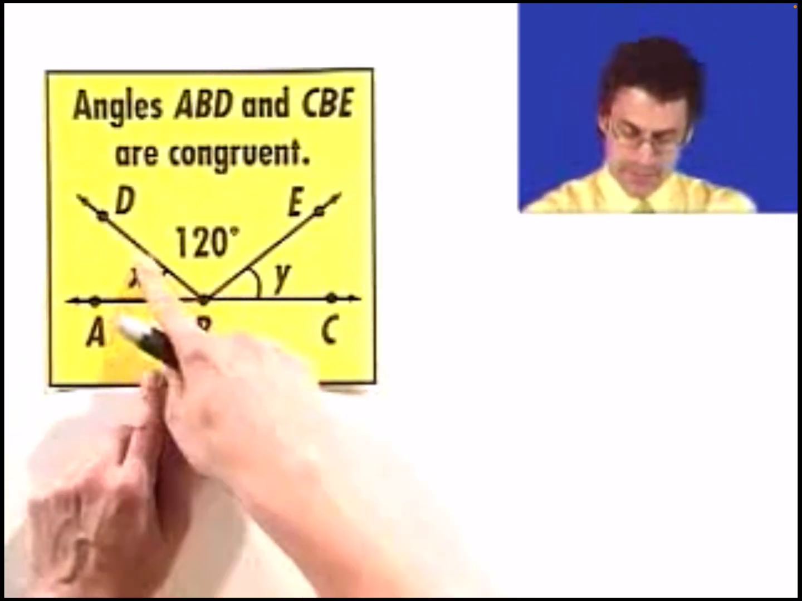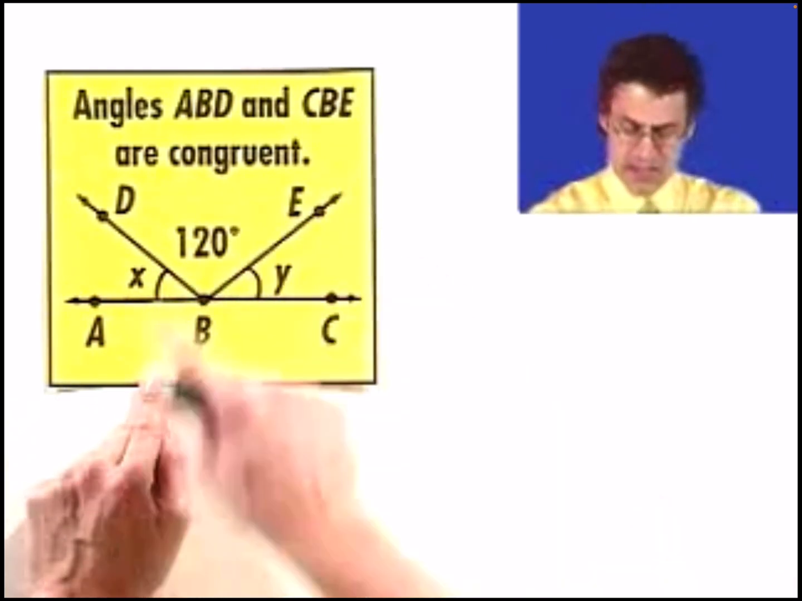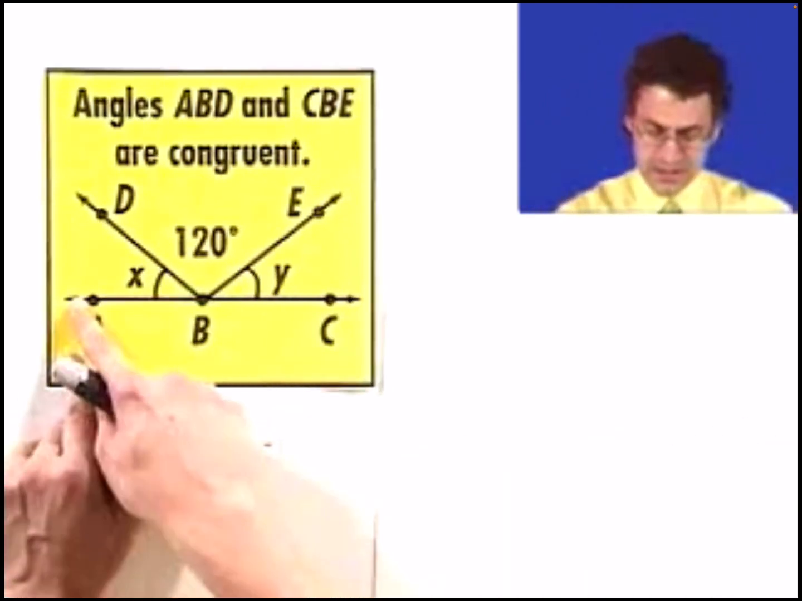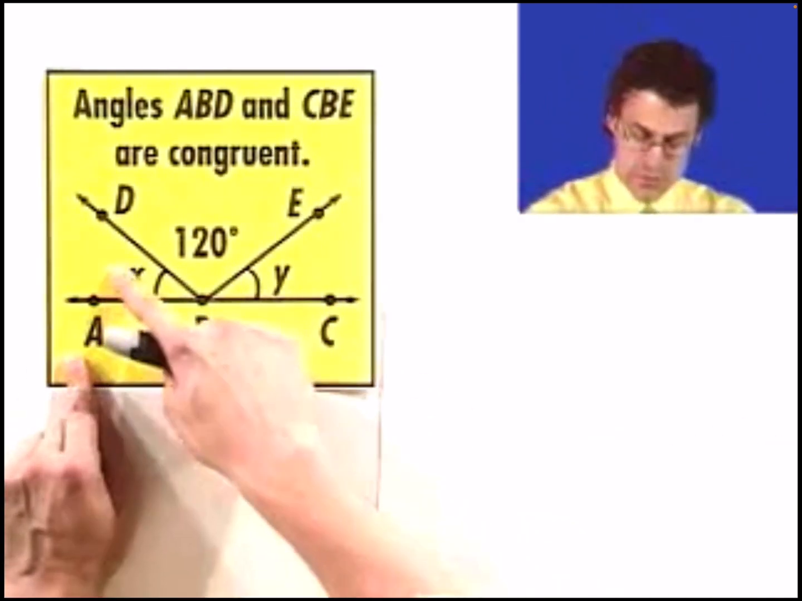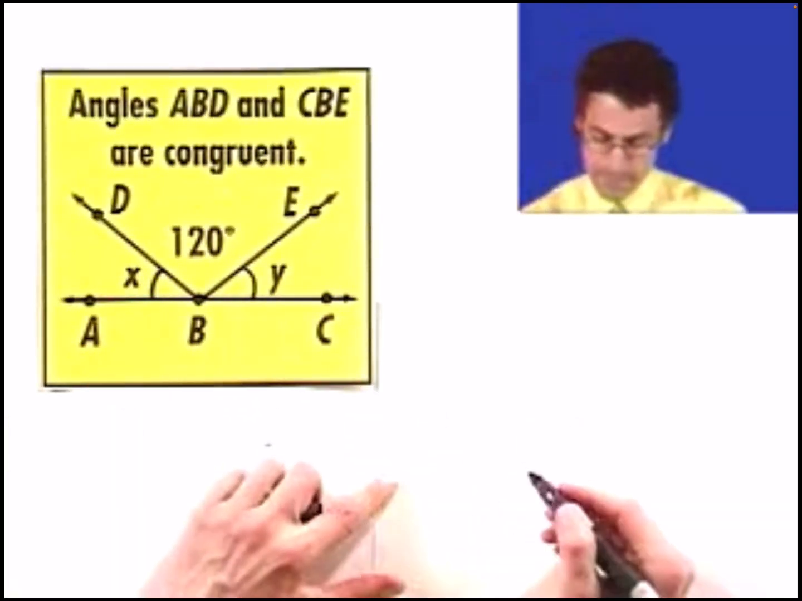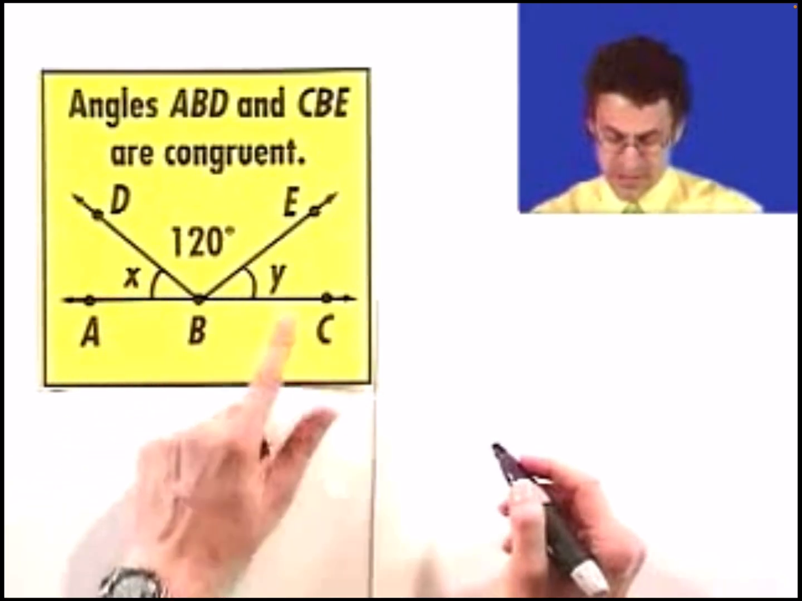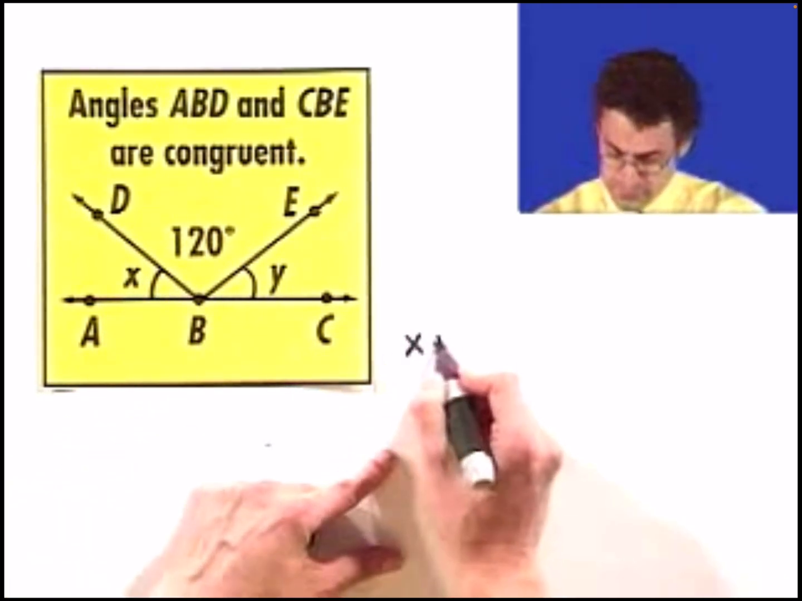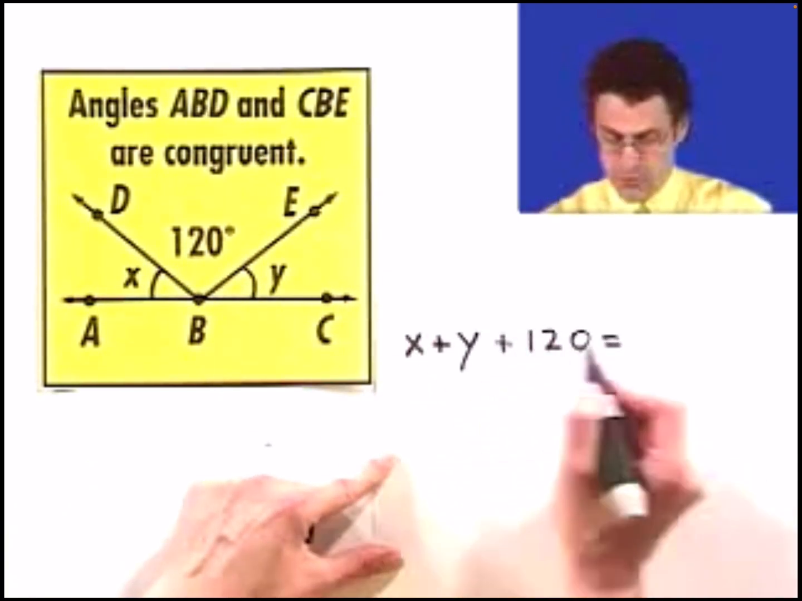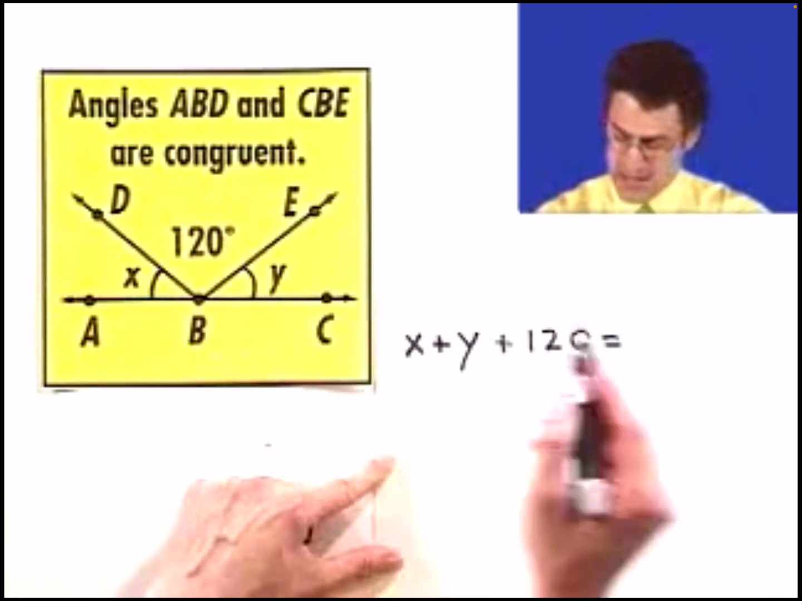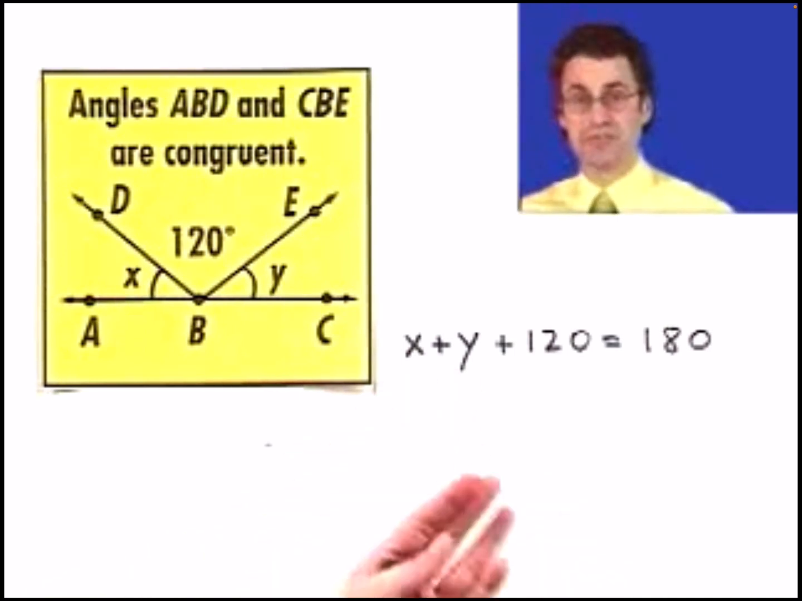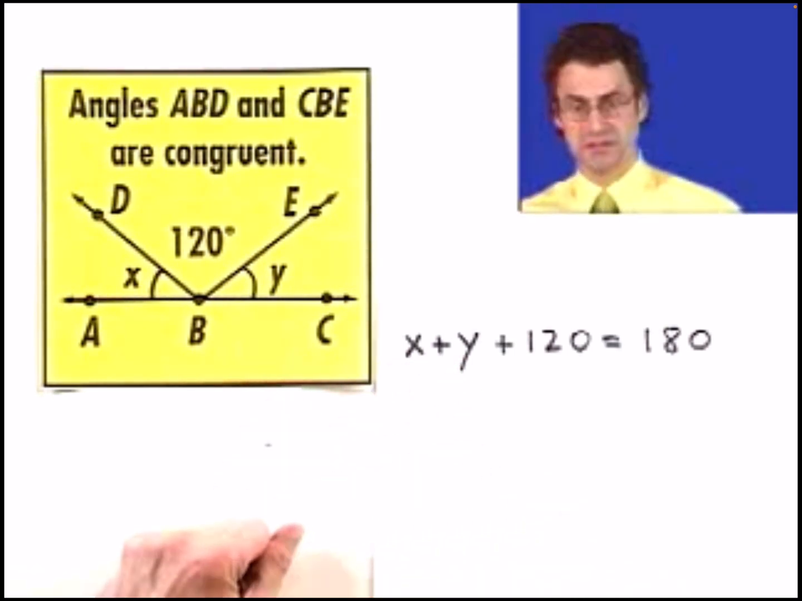Well, I see that this angle up here, DBE, is 120 degrees. And I see that they all sort of come together to lie on this straight angle, which is 180 degrees. So what can I do? I can say, well, this angle plus that angle plus 120 has to equal the straight angle ABC, which is 180. Now, I can't quite solve that for x or y because I have two unknowns. But what do I know?